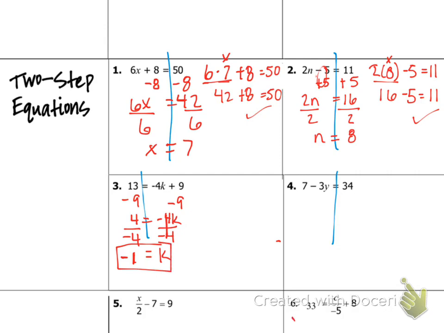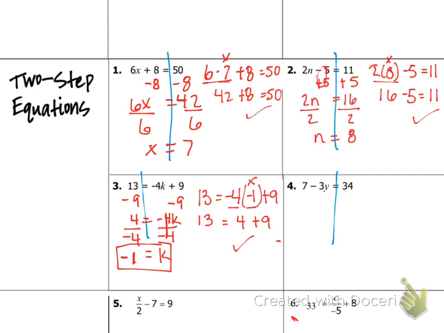So we can plug it in. So we have 13 equals negative 4 times negative 1 plus 9. So negative 1 is my x. So negative 4 times negative 1 is 4 plus 9. That gives me 13. Is 4 plus 9 13? Yes, it is. Alright, number 4 is a little weird.